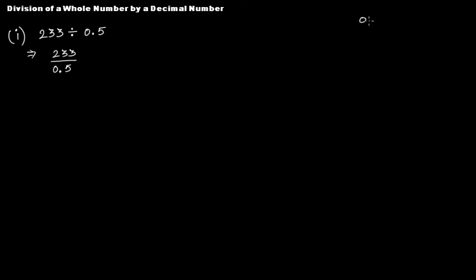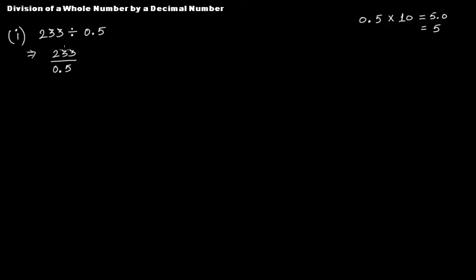So if 0.5 is multiplied with 10, then this will become 5.0, that is actually 5. It means that we have one clue that if we multiply this 0.5 by 10, we'll get rid of this decimal point. Okay, but before that, let's do one more step.